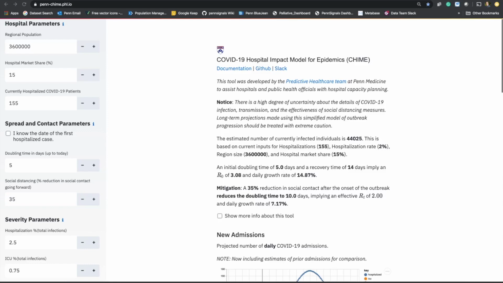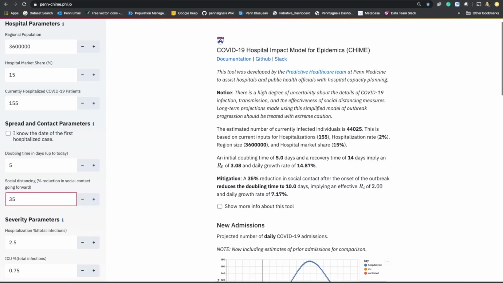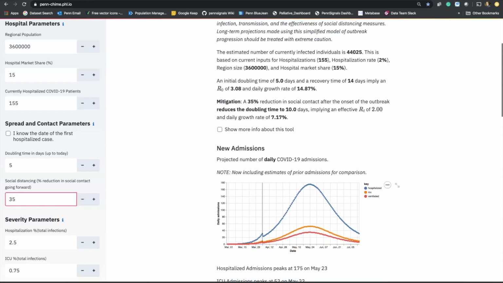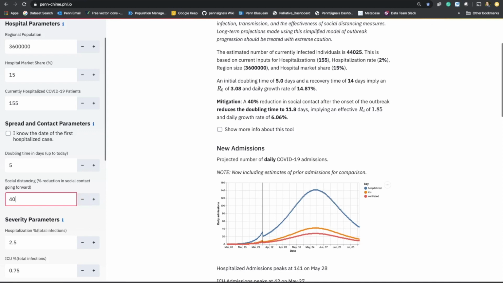If we then move over to the output panel, looking at the graph of admissions per day, you can see moving forward from the current day, April 5th here, this gray line, there's actually a shift in the curve, and that's the impact or effect of the social distancing going forward. Change this value to 40. Again, you can see this flatten out more and more.